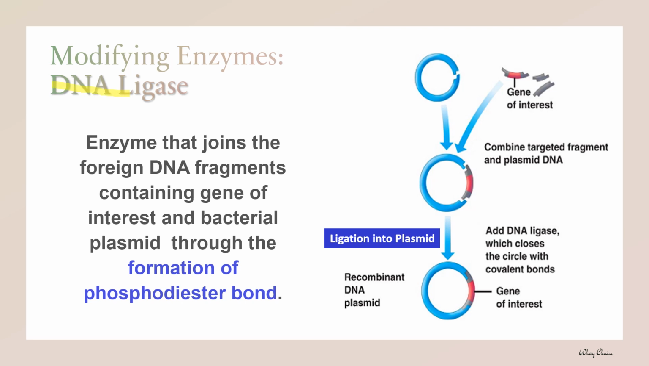DNA ligase is a type of modifying enzyme, which is a tool required in recombinant DNA technology. The function is very similar to the DNA ligase involved in DNA replication because it catalyzes the formation of phosphodiester bonds. When the plasmid and the foreign DNA are cut by the same restriction enzyme, they will be treated with DNA ligase to be joined as a recombinant plasmid or recombinant DNA.